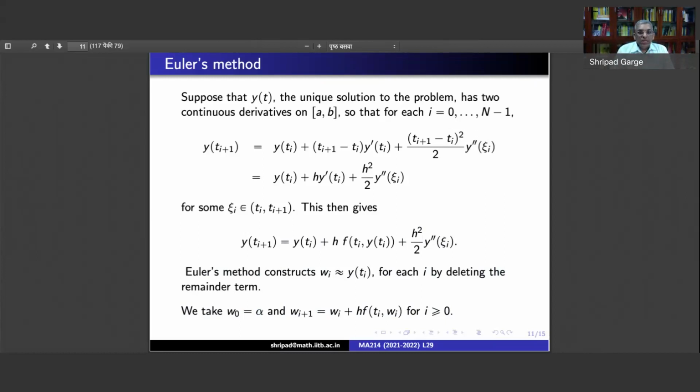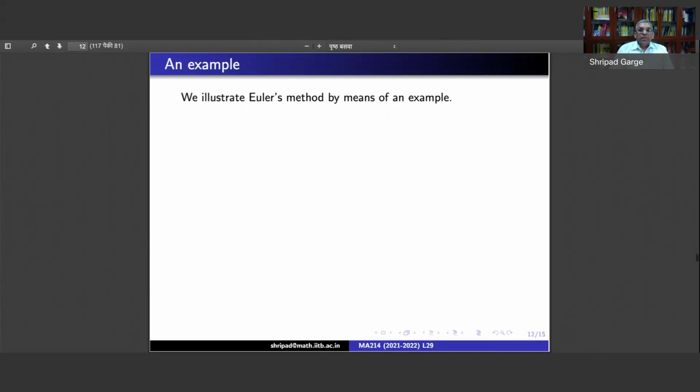Okay, so let's see an example first. We will illustrate it by means of an example. We consider this initial value problem, y' equal to y minus t squared plus 1, where t goes from 0 to 2. And of course, we assume, as always, that y goes from minus infinity to infinity. y(0) is given to be 0.5. Okay, so this is the initial value problem that we have.